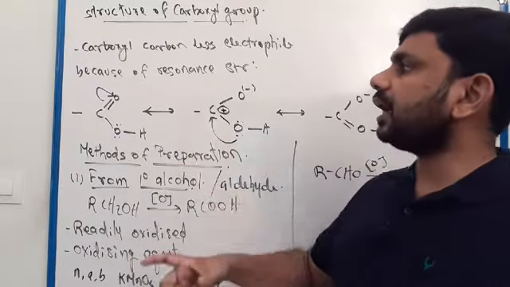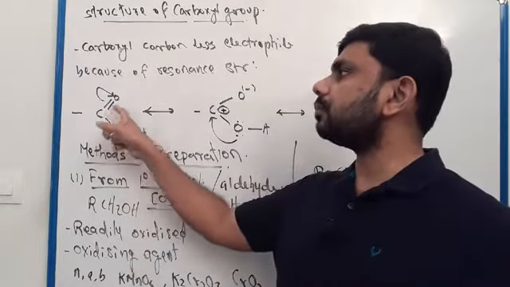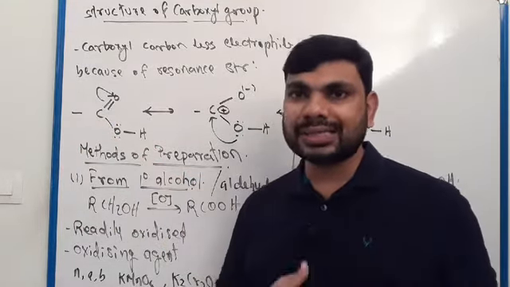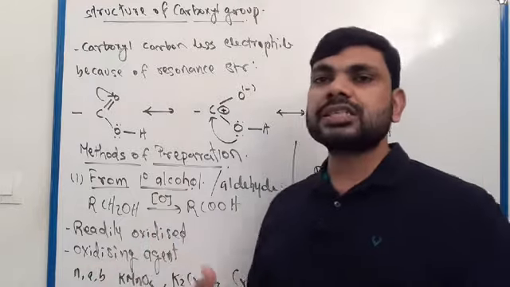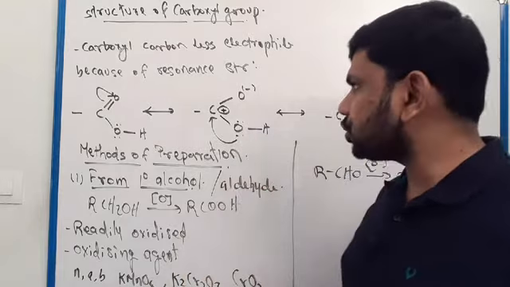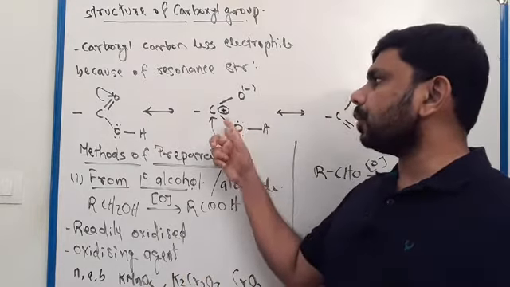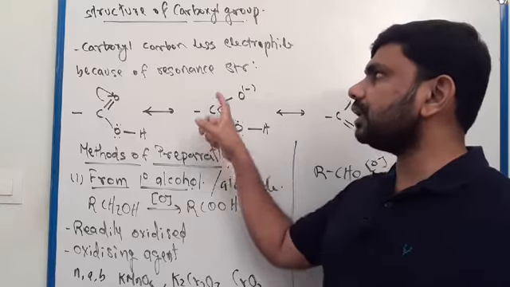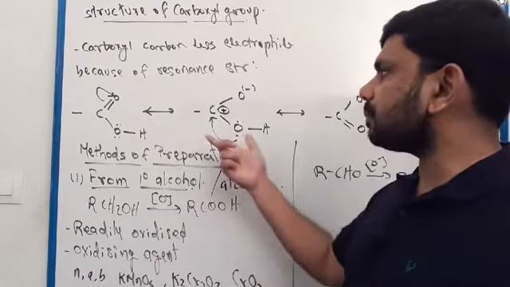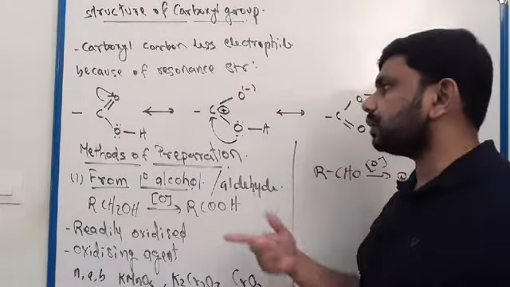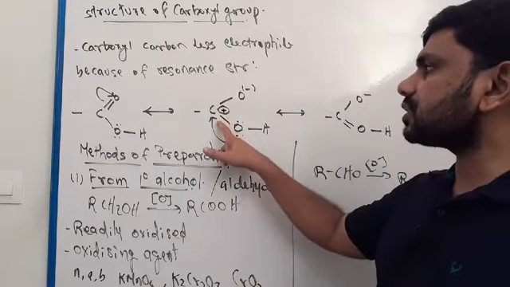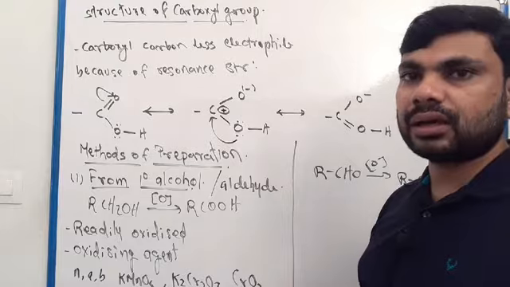Similarly, we know aldehyde and ketone contain a carbon double bond oxygen, and here carbon acts as an electrophile, C plus, and oxygen acts as a nucleophile. Compared to aldehyde and ketone, the carboxyl group, or the positively charged carbon in carboxylic acid, is less electrophilic. Because of resonance structures being possible, the positively charged carbon is less electrophilic.